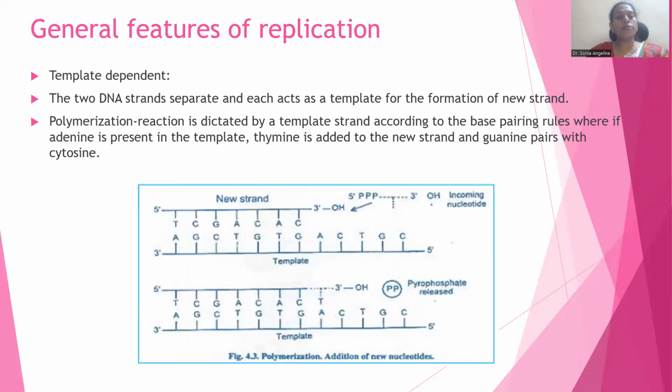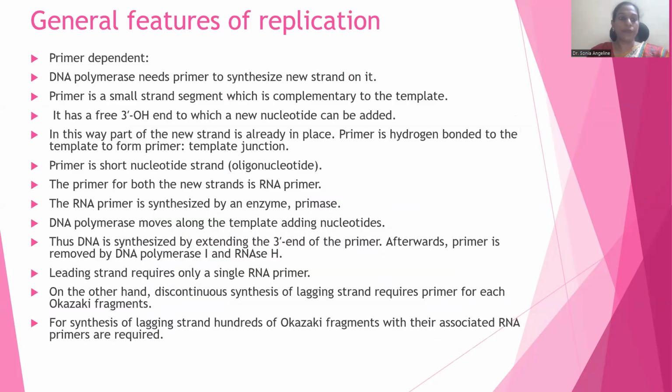So these are the general features of replication. Firstly, it's a template-dependent process. The two DNA strands separate and each acts as a template for the formation of the new strand. Polymerization is a reaction which is dictated by a template strand according to the base pairing rules, where adenine is present in the template, then thymine gets added in the new strand, and guanine pairs with cytosine.